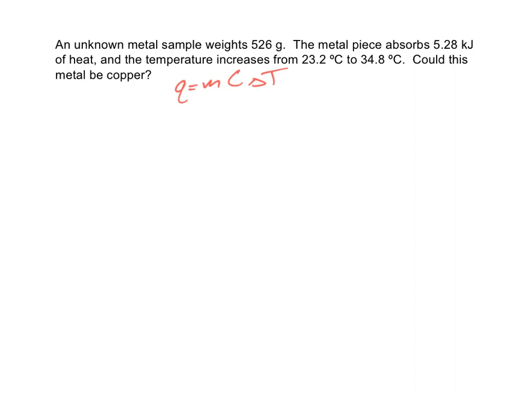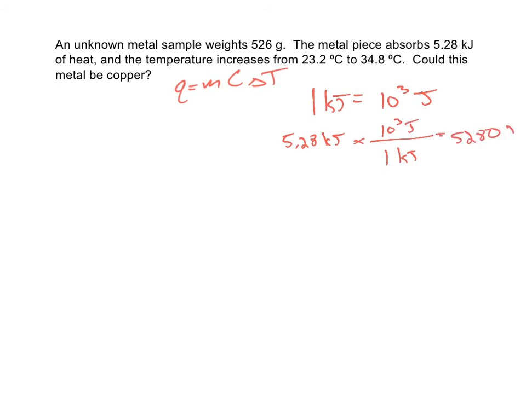So I'm going to use that. Let's try it again. 1 kilojoule is 10 to the third joules. So I'll take my 5.28 kilojoules, times 10 to the third joules per 1 kilojoule, so I have 5,280 joules.